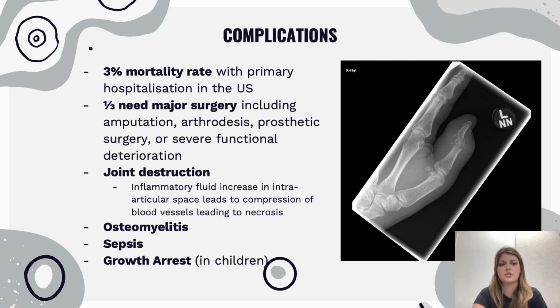And this is due to the inflammatory fluid that builds up in the joint, leads to an increased pressure, which compresses all the blood vessels in the joint, leading to necrosis. You can see on the x-ray on the thumb, the joint there is beginning to erode, which is not good. Osteomyelitis can also be a complication, sepsis, and if it's an issue that we're seeing in children, we might have growth arrest and issues with their normal bony development.